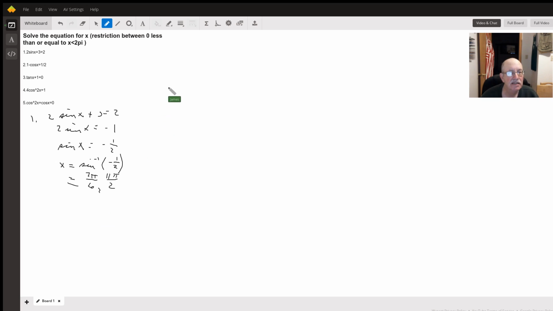All right, here. Let's try number 2. We got 1 minus cosine of x equals 1/2. Well, we're going to solve this for cosine of x first, so we'll subtract 1 from both sides. We get negative cosine of x equals -1/2. Divide both sides by -1. We get cosine equals a +1/2. Now we're going to take the inverse cosine of both sides.